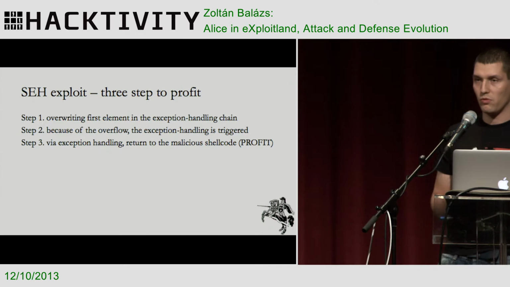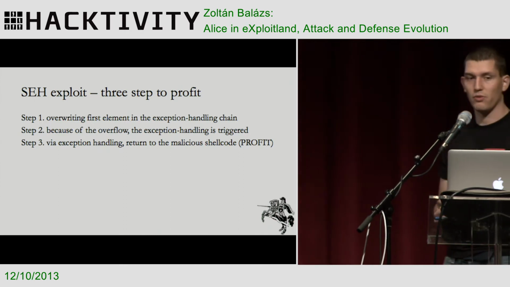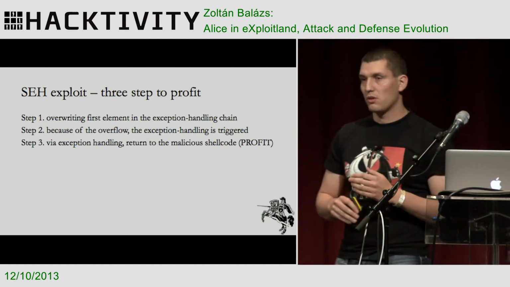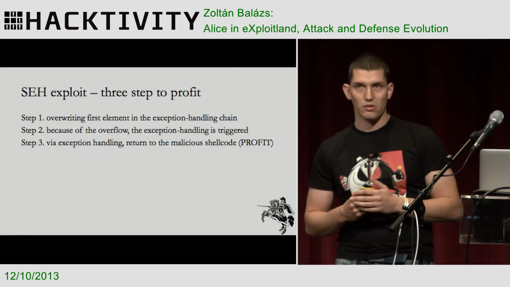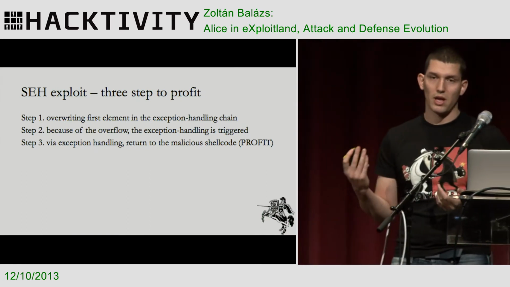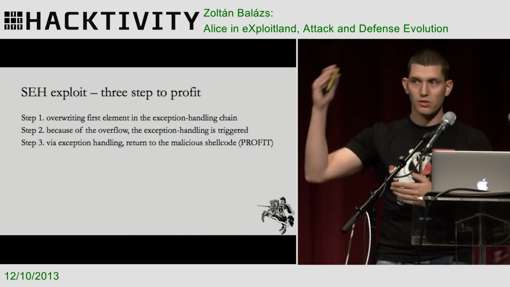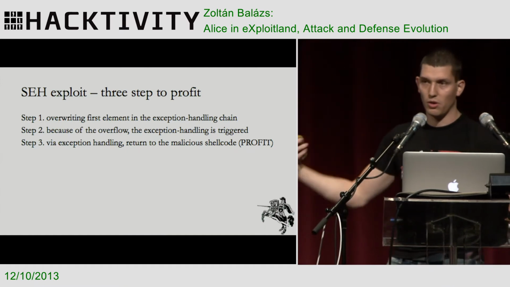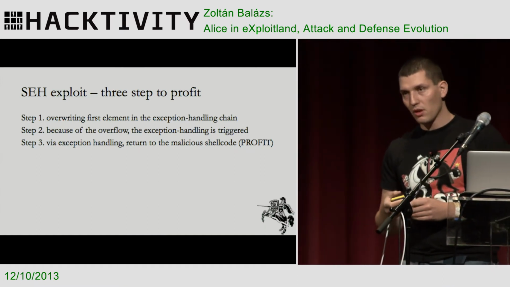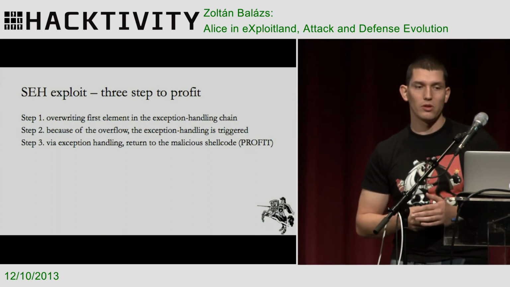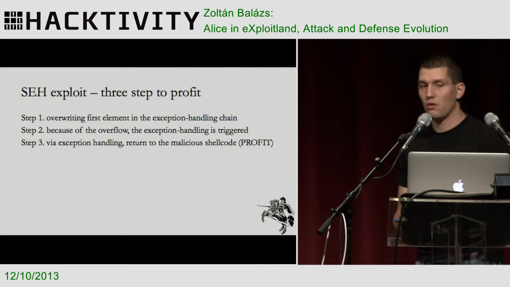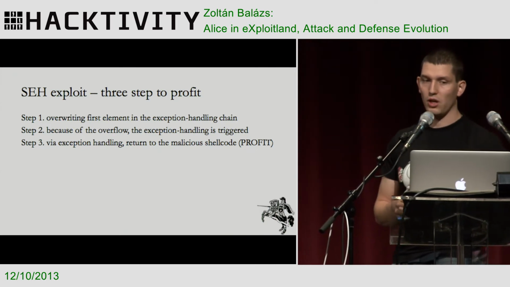SEH-based exploits work basically in 3 steps, and there are no question marks in it, just profit. The first step is that in Windows process memory, there is a structure called structured exception handling. This is just a list of exceptions, and they point to each other. And in this SEH-based exploit, when you overflow the buffer, you can override the very first element in the exception handling chain.